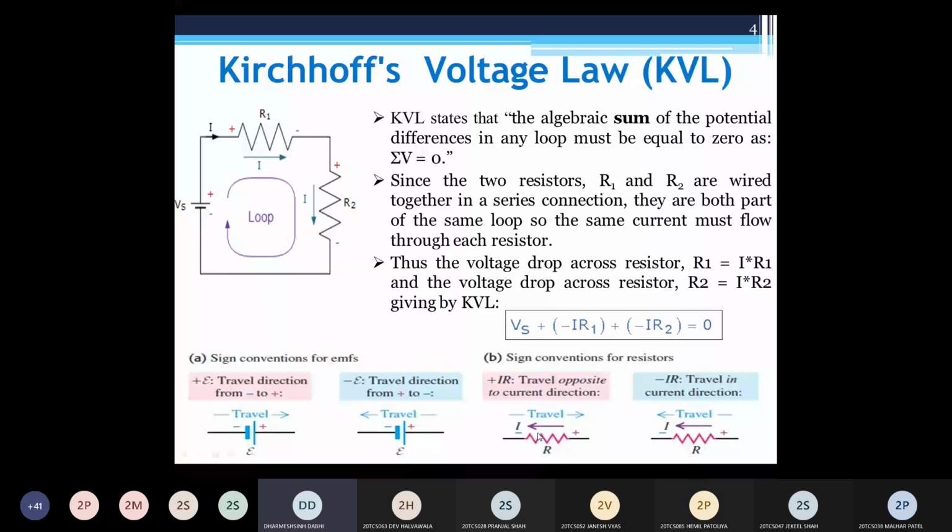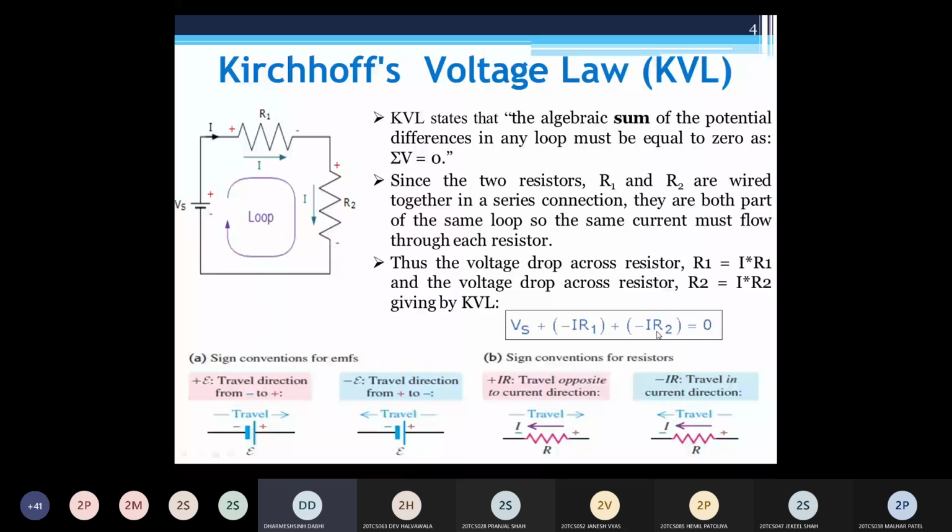Our direction is clockwise and the polarity is plus to minus, so we move in the same direction. That's why we consider a negative polarity for this resistance voltage drop, minus I into R1. In the same way for resistance R2, positive here, negative here. We move in the same direction, our travel direction is the same as the resistance polarity, so we consider a negative voltage drop across R2, that is minus I into R2.